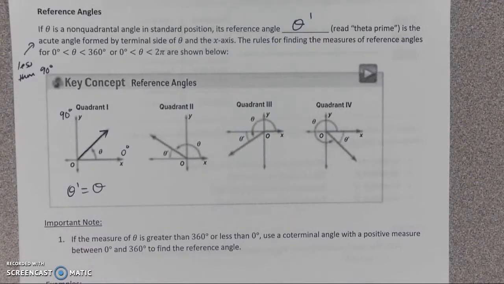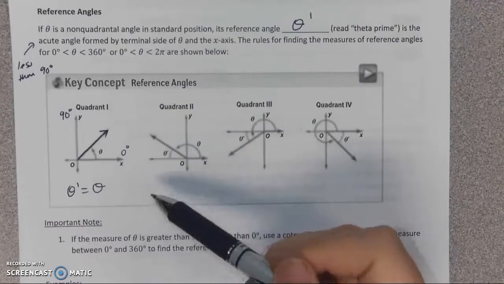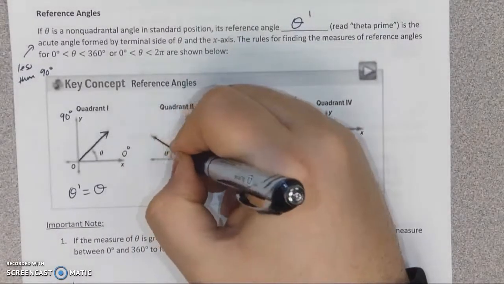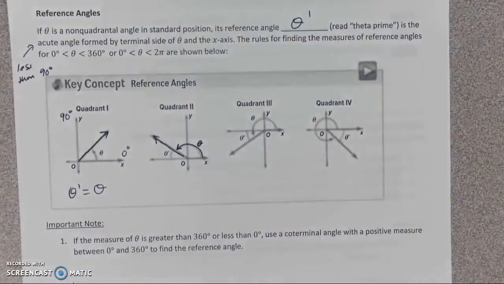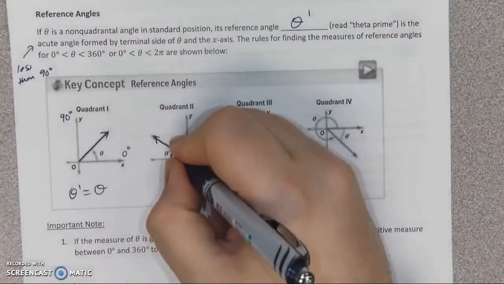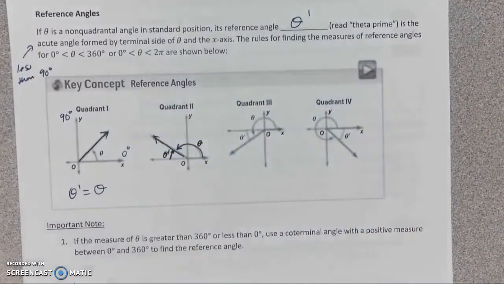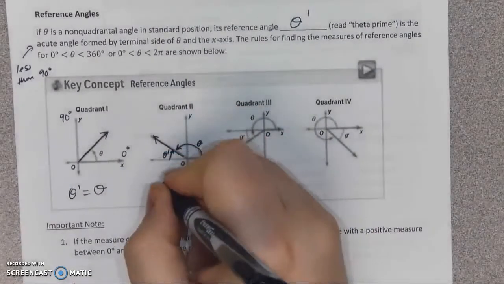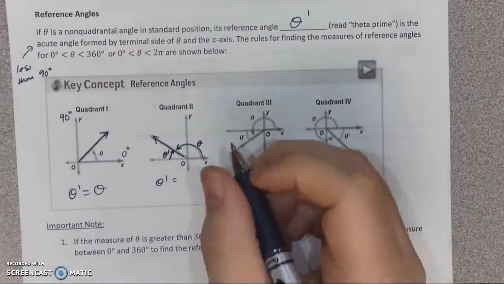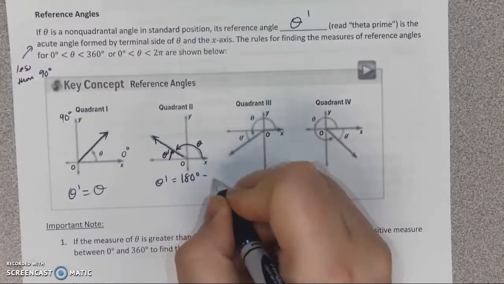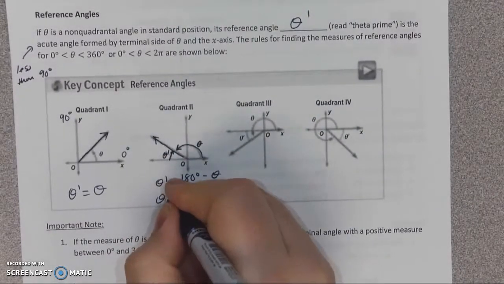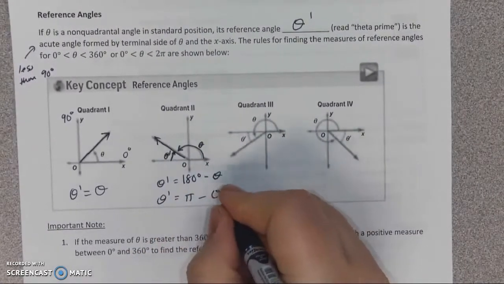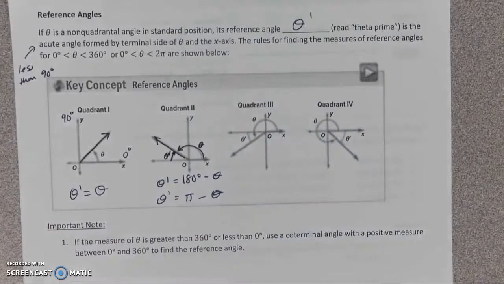If we're in quadrant 2, this means we're over here. Theta is bigger than 90, so this is theta, then the reference angle has to be the acute angle, so it's this angle. That angle is less than 90. So this theta prime here is going to be 180 degrees minus theta, or if you're given radians, theta prime equals pi minus theta. Either way, you can be given degrees or radians.